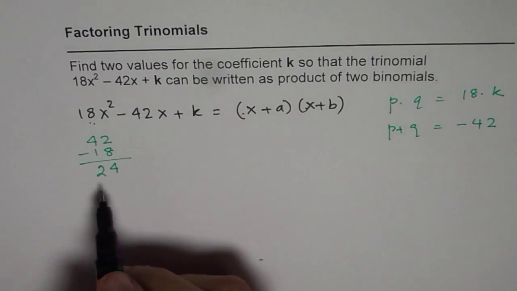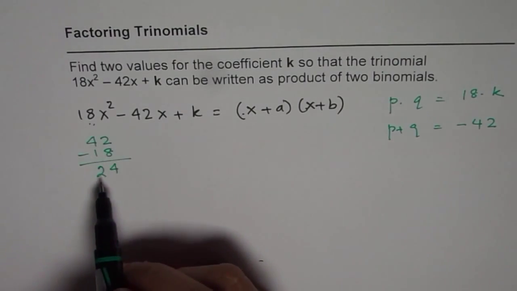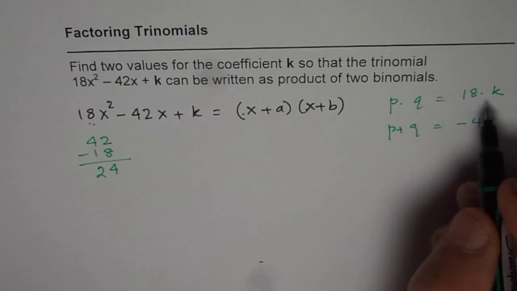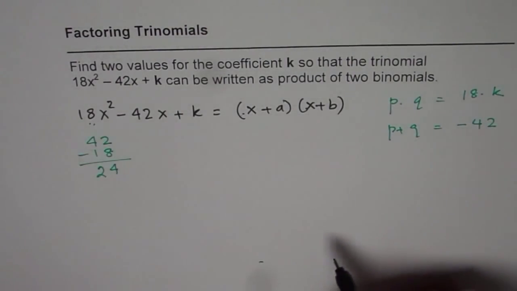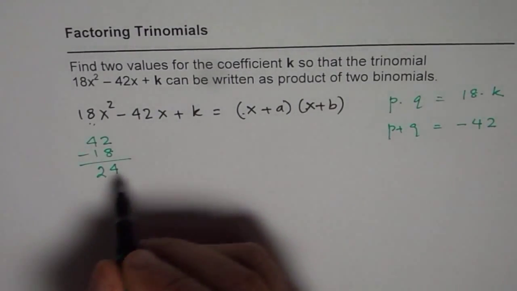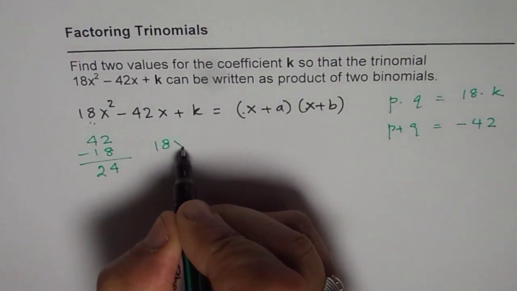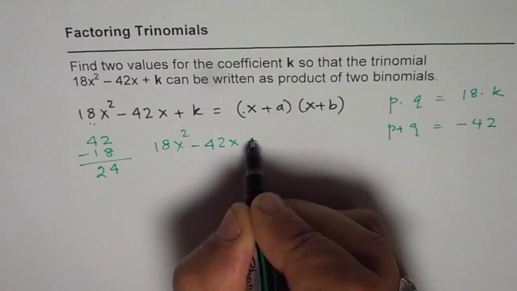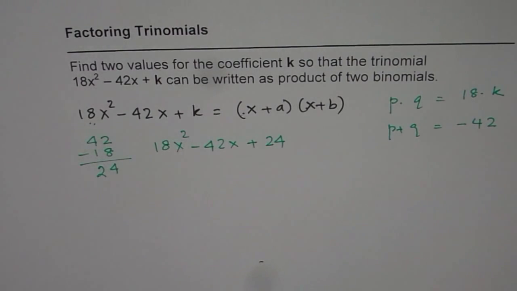So that can work. Since we need this minus value, we can have both values as negative, correct? So we could have p and q as minus 18 and minus 24 to get this answer, right? So one value of k could be 24. That is to say, our equation 18x squared minus 42x plus 24 can be factored, right? So that is one particular solution.